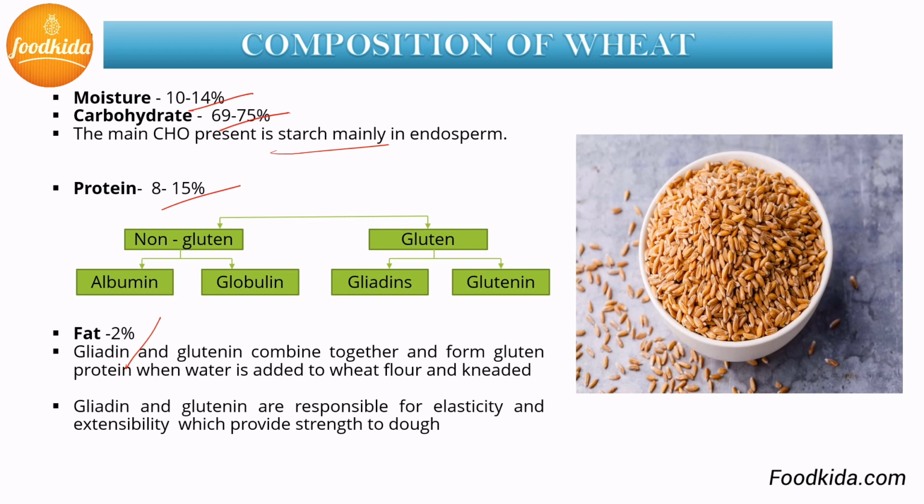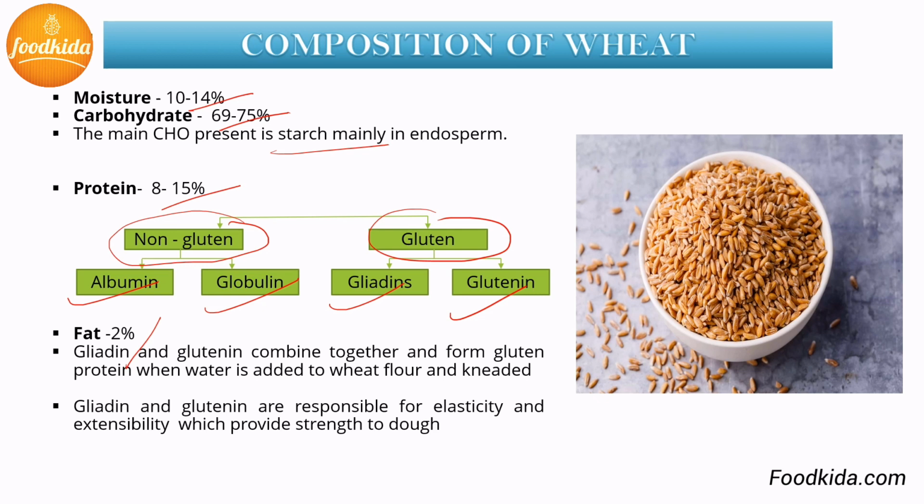There are two categories of protein. First one is non-gluten and gluten proteins. Non-gluten proteins are albumin, which is water soluble, and globulin, which is salt soluble. Gluten proteins are gliadin and glutenin. Gliadin is soluble in 70% ethanol and glutenin is soluble in dilute alkali or acid.